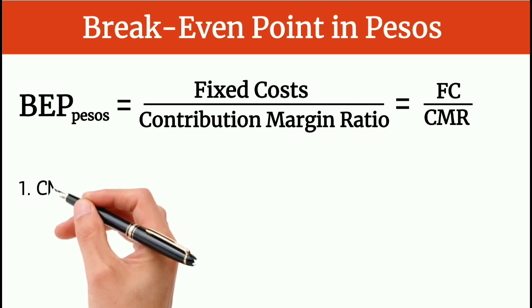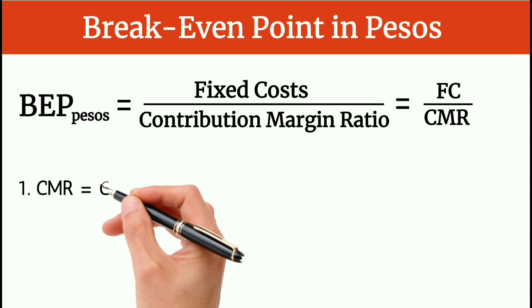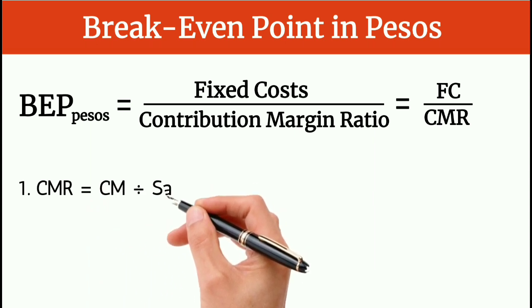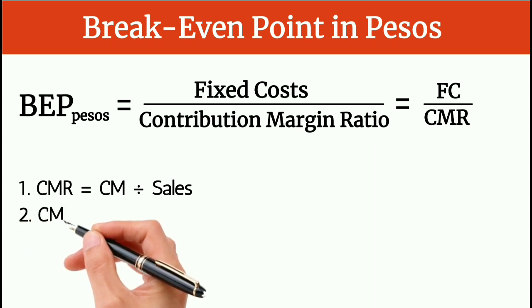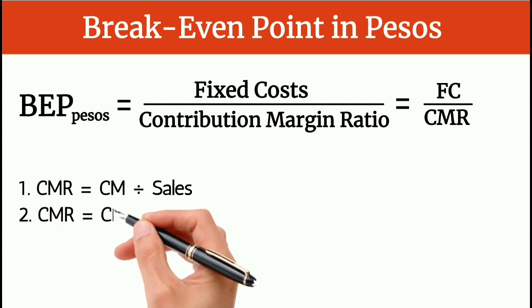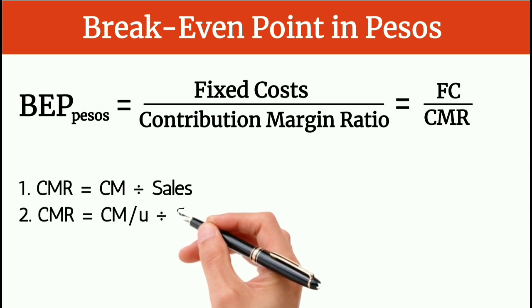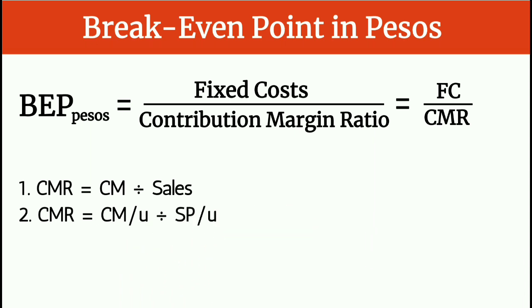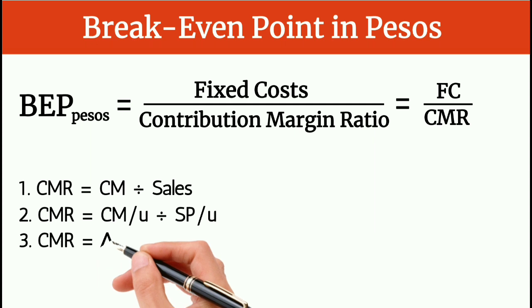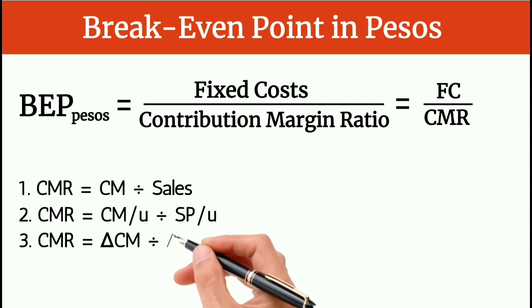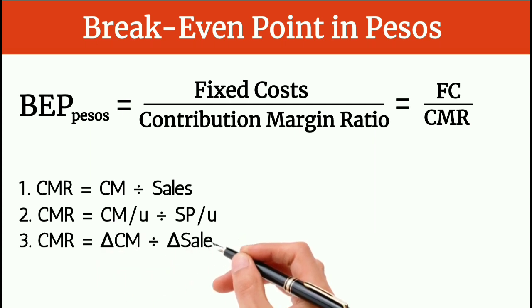First, CMR is equal to CM divided by sales. CM stands for contribution margin. Second, CMR is equal to contribution margin per unit divided by selling price per unit. Third, CMR is equal to change in CM divided by change in sales.